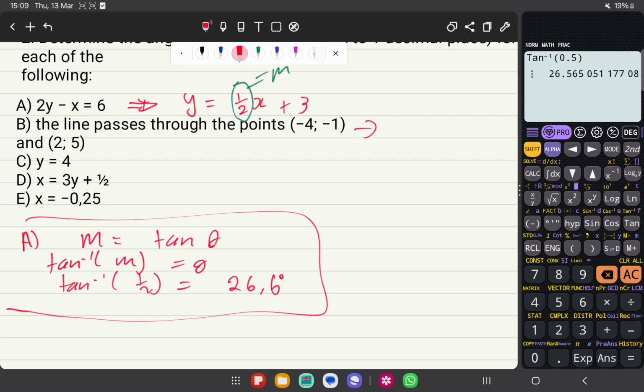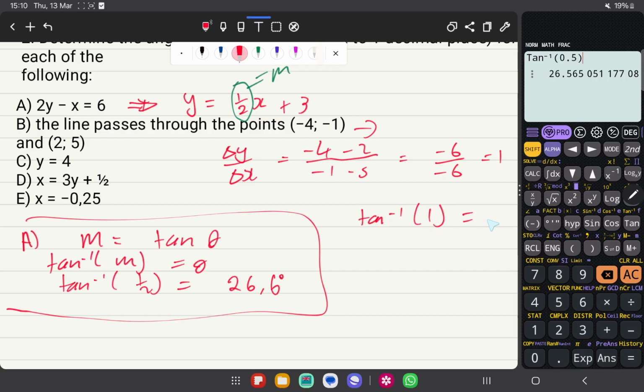So change in y over change in x, that's gonna be -4 -2 over -1 -5, that is -6 over -6, that is 1, right? So here you're just gonna say tan^-1 of 1 equals your angle, which is what? We go there, 145, right? That was a bit easy.